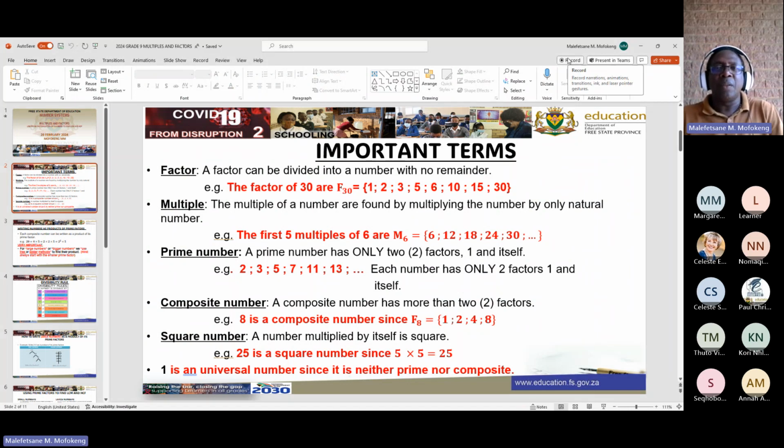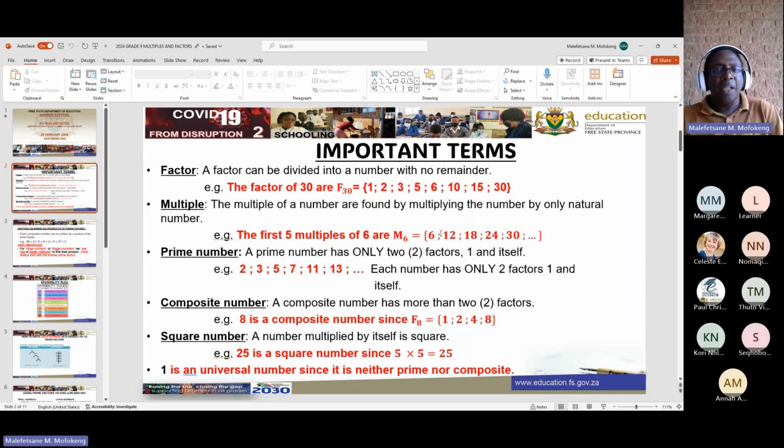These multiples, you multiply them by a natural number. 1 multiplied by 6 is 6. 2 multiplied by 6 is 12. 3 multiplied by 6 is 18. 4 multiplied by 6 is 24, and so on. The 1, 2, 3, and 4 are the natural numbers which multiply 6 to give the multiples of 6.